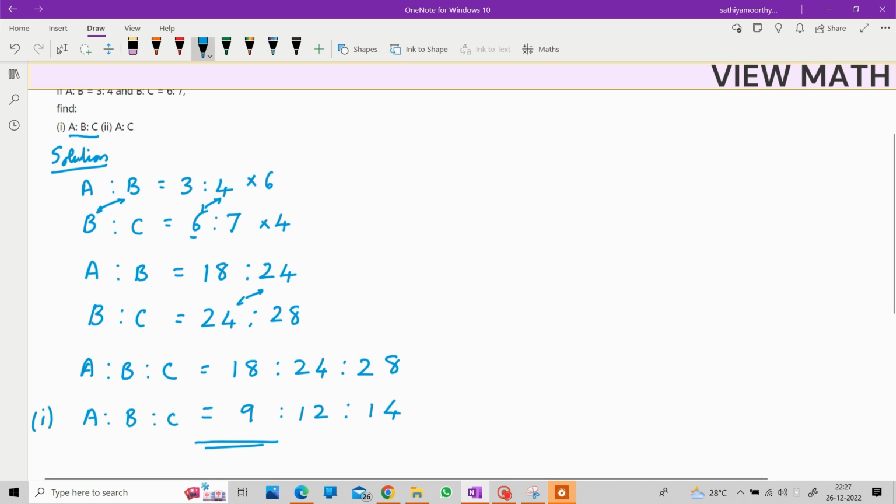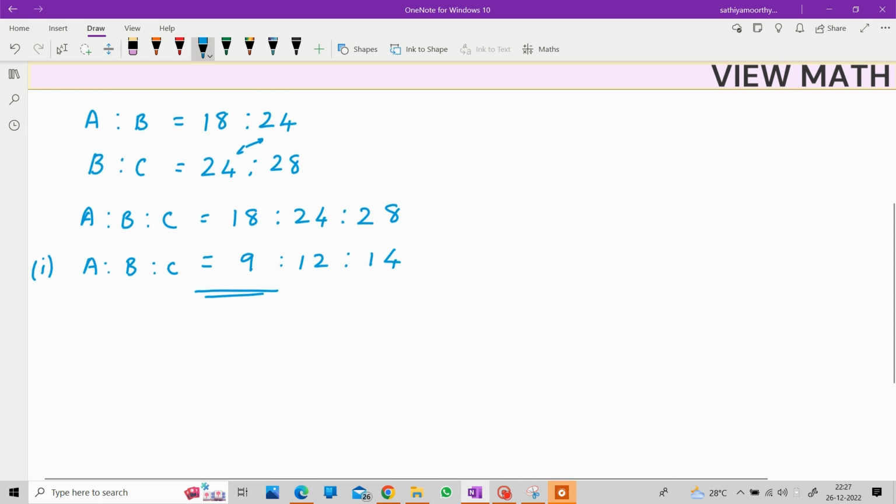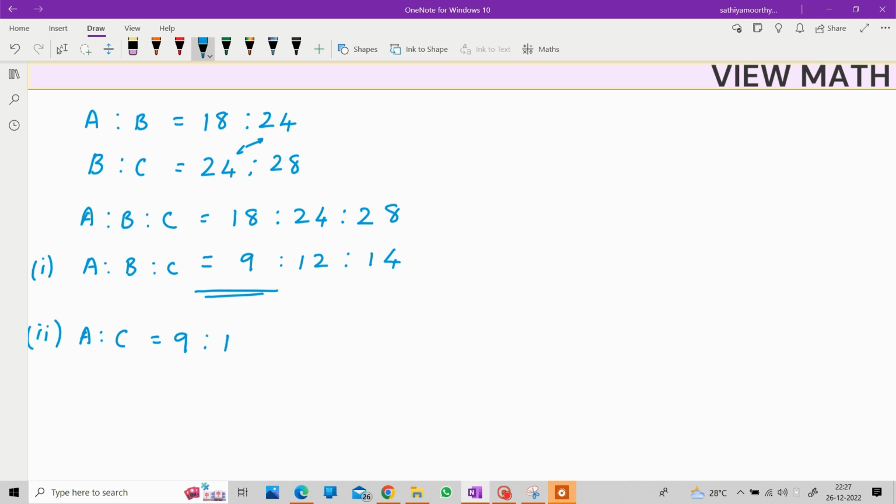Your second subdivision is A is to C, they are asking us to find out. From here I can write the second subdivision. A is to C, which is equal to A is 9 is to C is 14. So 9 is to 14 is A is to C.